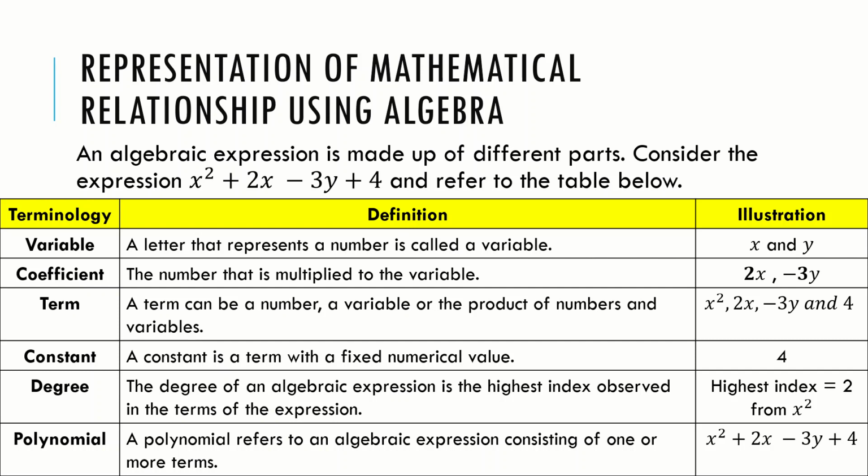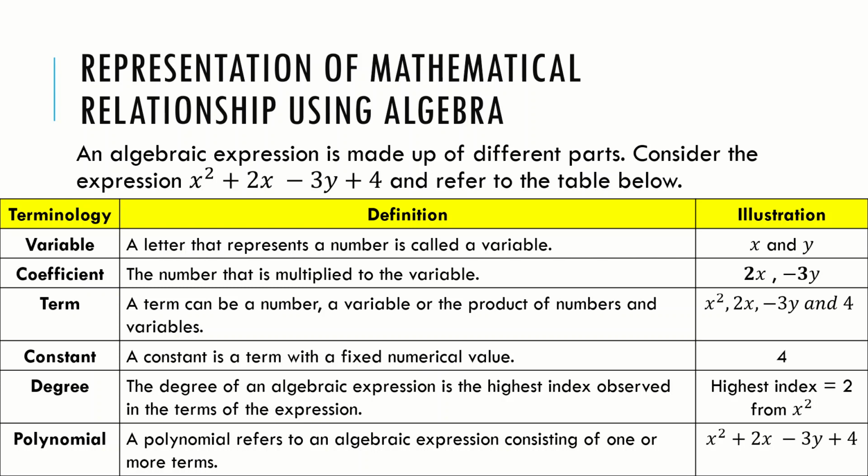Okay, so an algebraic expression is made up of different parts. Consider the expression 2x squared plus 2x minus 3y plus 4 and refer to the table below. The terminologies are variable, coefficient, term, constant, degree, and polynomial. These are the terminologies used in a mathematical relationship or algebraic expression.